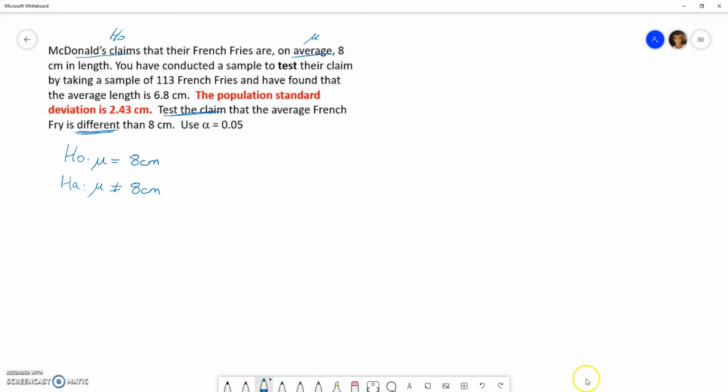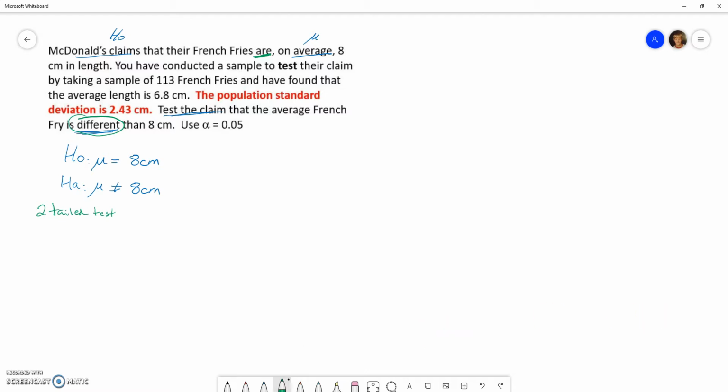So what we can do is go back to our question, and we have words like different. We have in the null hypothesis statement that the claim is French fries are 8 centimeters in length. So that implies equality. So this is a two-tailed test. We can also tell, because of the equality sign, that the average is equal to, and the alternate hypothesis that the average is not equal to.